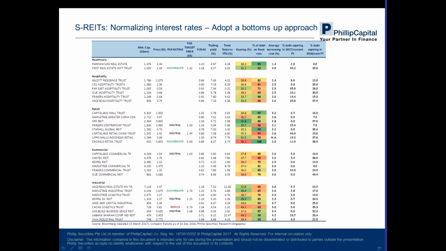Green will be more favorable, and if it moves towards the red color, that would mean that it's actually not very favorable. Like for instance, if you look at the column for percentage of debt on fixed rates, red means it's a lower amount of fixed rates, which means that the impact on you from rising interest rates is going to be higher. And likewise for the gearing column as well, red means higher gearing.